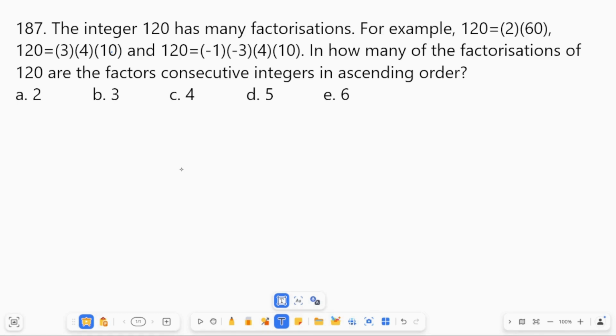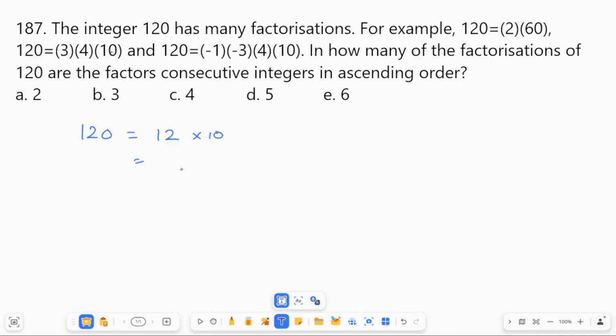First of all, let's find out how many factors 120 has. Basically, factors are the same as the divisors. Let's find out how many factors or divisors 120 has. First of all, we will do the prime factorization of 120. Let me write it as 12 times 10.